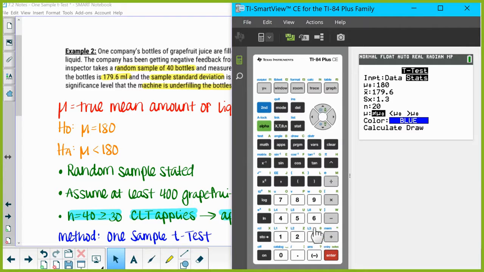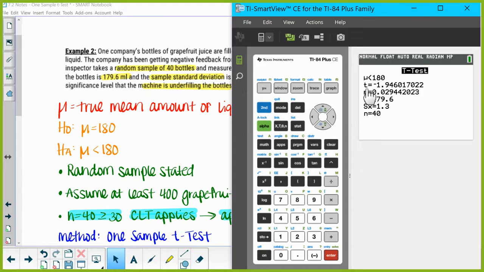And this is just the sample of 40 that the quality inspector took. That's what we're using as our point of reference. Sample size is 40, not 20. And we think that mu is less than mu naught. So I'm going to highlight the second one. And I'm going to calculate.